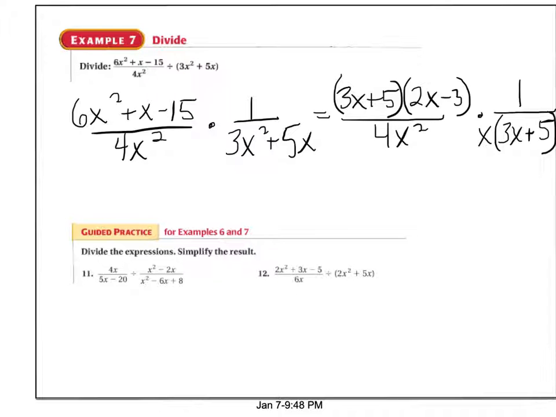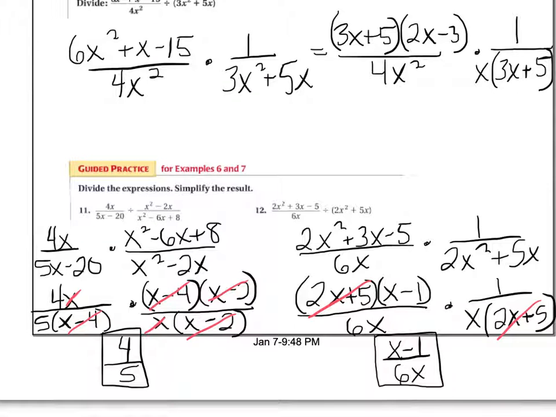You try the next two problems. Pause the video and come back when you have a final answer. Here are the final answers.